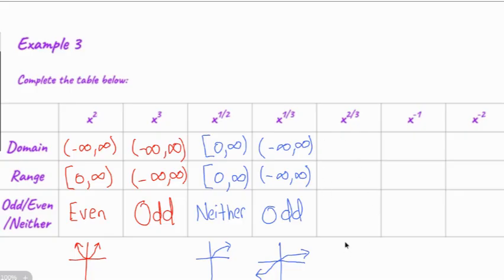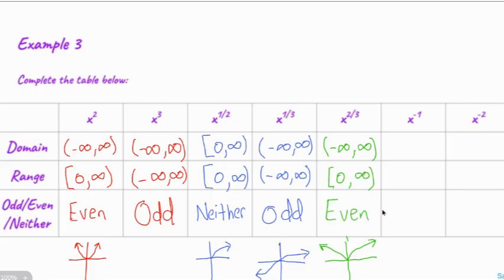So x to the 2/3. Let's see if I can draw x to the 2/3 from memory. That kind of looks like a strange curvy looking V. And we can see it goes left to right in infinitely many directions. So we still have negative infinity to infinity for its domain. But we no longer have all real numbers for the range. We're starting at 0 again and going to infinity. Now, it does have the y-axis as a line of symmetry, so that would make it even.